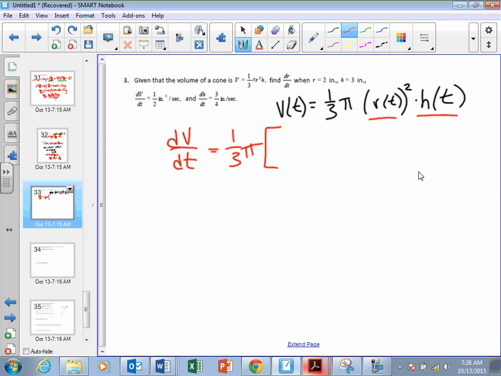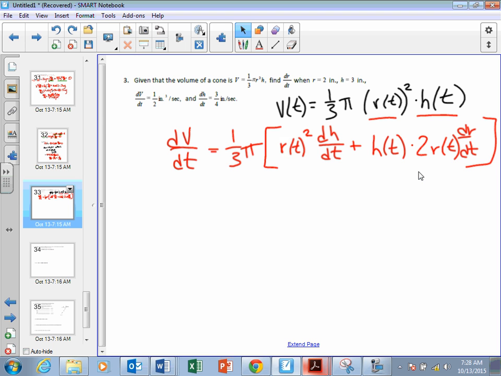So I'm going to leave myself some space here to do product rule. I'll do the first one as it is: r of t squared times the derivative of the second, that's dh/dt, plus the second by itself, h of t, times the derivative of the first. And here I need to use chain rule, so times 2 r of t dr/dt. So there's my derivative. Now all I have to do is plug things in.